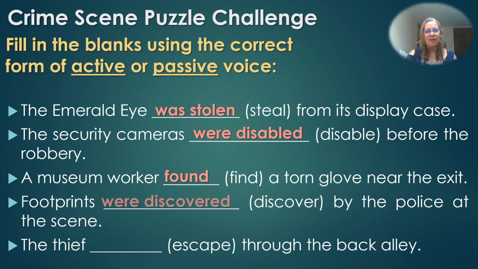Footprints were discovered by the police at the scene. Well done. The thief escaped through the back alley. That is also active.